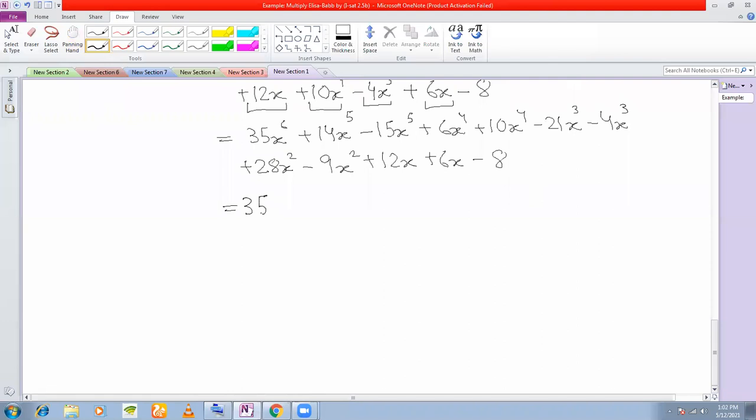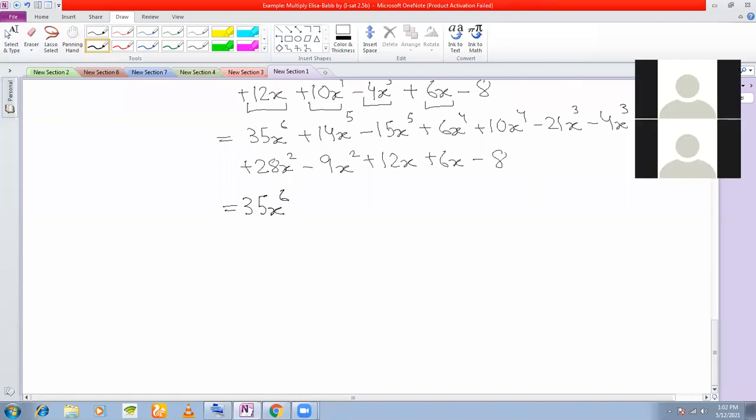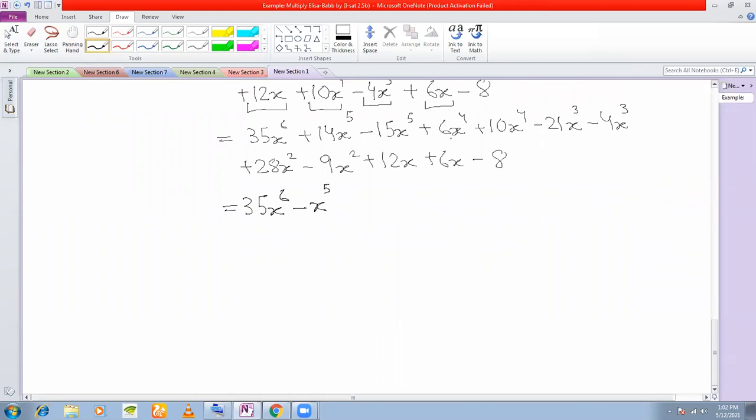So now you have 35x to the power of 6. 14 minus 15 is minus 1, so this is minus x to the power of 5. 6 plus 10 is 16, you get 16x to the power of 4. Minus 21 minus 4 is minus 25x cube. 28 minus 9 is 19, so plus 19x square. 12 plus 6 is 18, so plus 18x minus 8. And this is your answer.